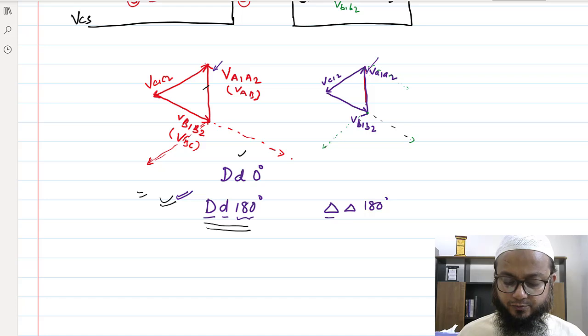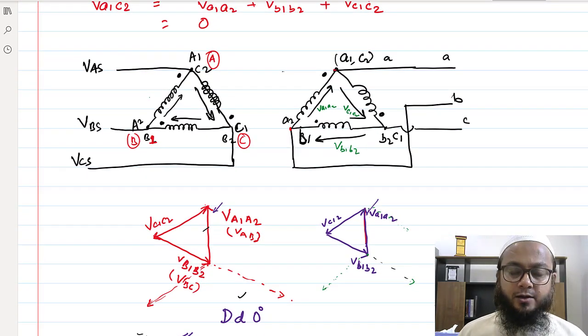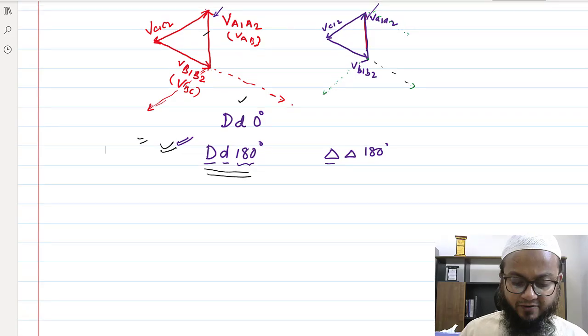So let's try to make the connection for delta-delta 180 degree. Okay, this we made, and we have seen that the relative phasor angle between the primary side line voltage and secondary side line voltage is exactly 0. So we can say that this is a delta-delta 0 degree connection. So can we make a delta-delta 180 degree connection?